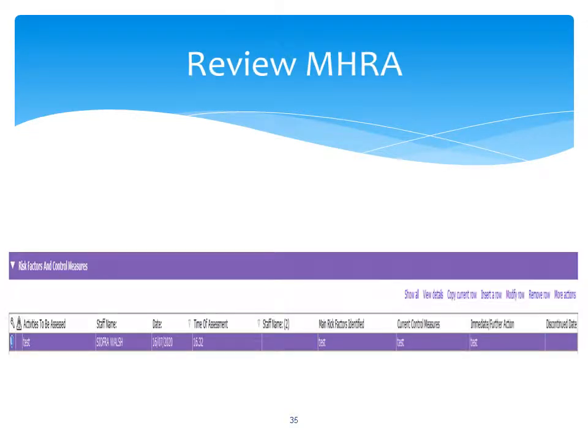Under Risk Factors and Control Measures, open original activities to be assessed that need updated. Click on Copy Current Row and adjust information as required. Click Save. There will now be two activities with the same name. Open the older one by date and fill in discontinued date and name.